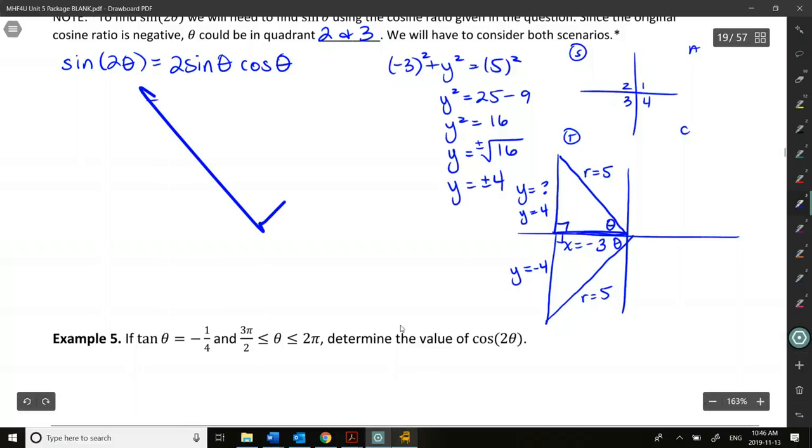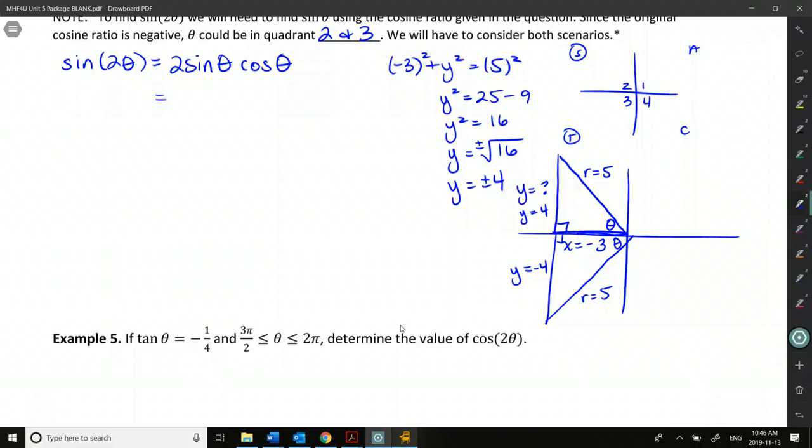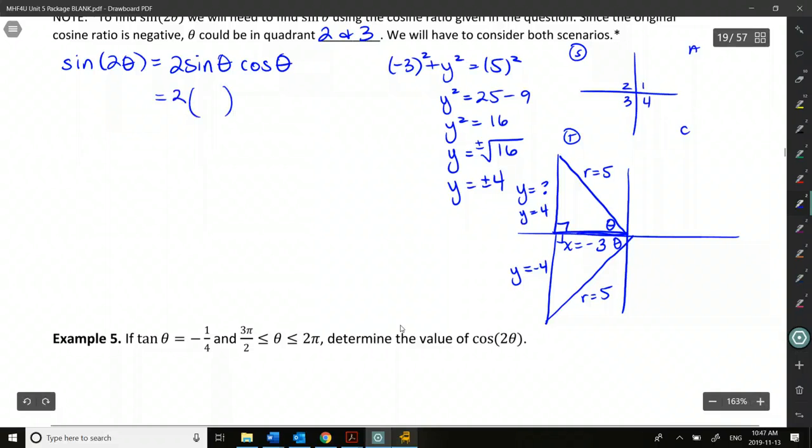So when I plug this in here, I will do the option in quadrant 2, and then I'll also do the option in quadrant 3. So what is sine of theta in quadrant 2? What is sine of theta in quadrant 2? 4 over 5. Positive 4 over 5. And cosine of theta we already know is negative 3 over 5. So we're going to get negative 24 over 25.